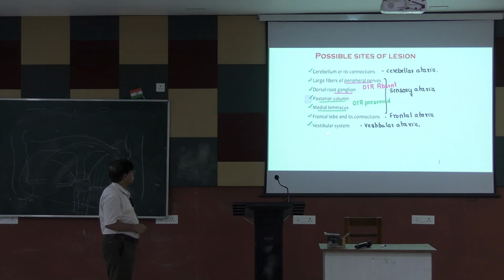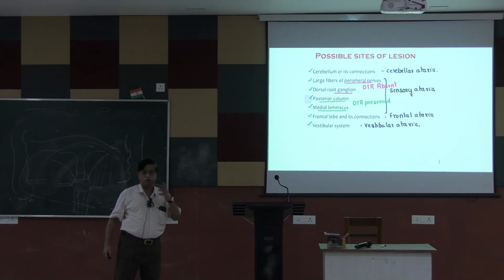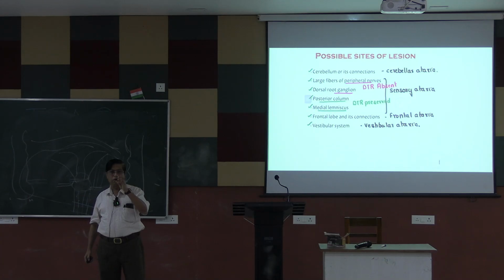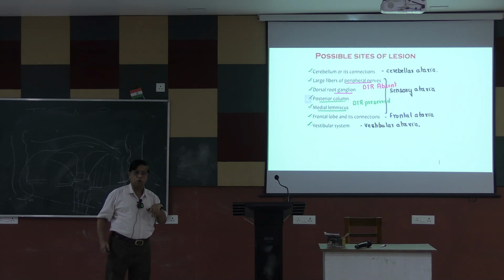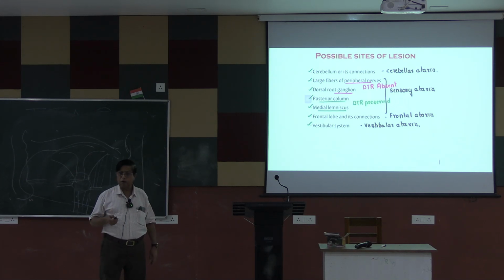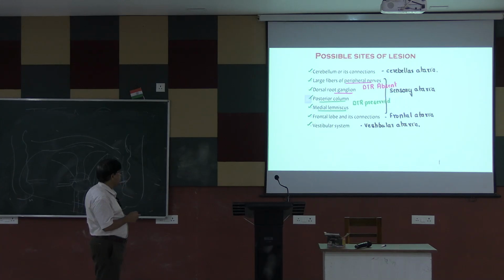Ataxia may also occur, very commonly, when the vestibular system is affected. That is the vestibular nucleus in the brain stem. It has a connection with the cerebellum by the vestibulocerebellar tract. It has connection with the thalamus and the vestibulospinal tract; it is also controlling the spinal cord. So when the vestibular nucleus is disturbed, or its connection with the cerebellum is disturbed, then there will be ataxia. It is called vestibular ataxia.